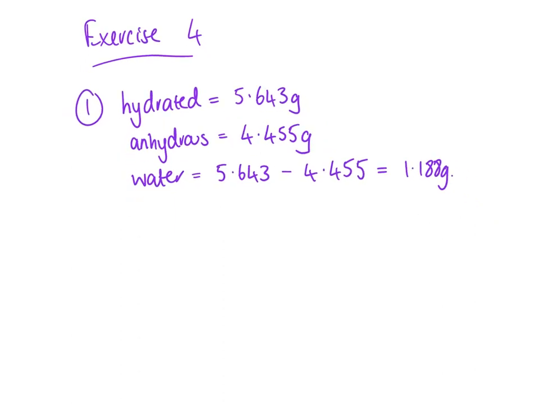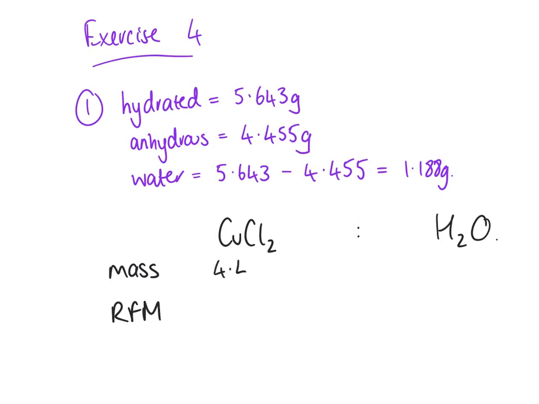Okay, at this point I'm then just putting them in the ratio of the anhydrous salt to the water. Okay, it's copper chloride, CuCl2 to your water. A couple of things I need to write down first of all are your mass and your RFM. So I've just worked out the mass of the anhydrous is 4.455. It's always the anhydrous one. 4.455 grams, and the mass of water is 1.188 grams.